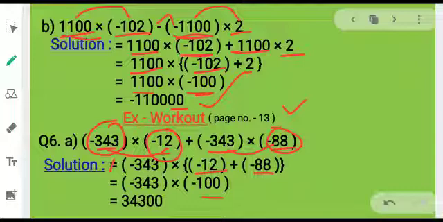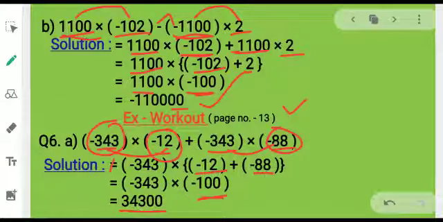And now minus 343 is a negative integer and minus 100 is also a negative integer. We have two negative integers. If two same signs are there, the product of the same signs is always positive. So we have plus 343, and when we multiply it by 100, we get 34,300 as our final answer.